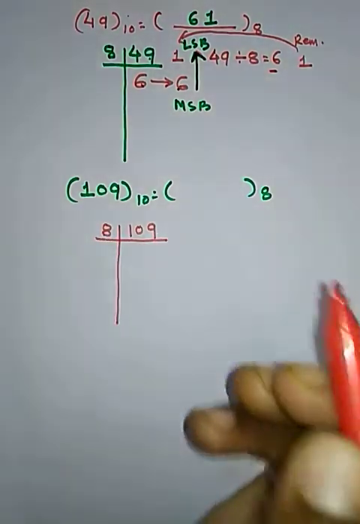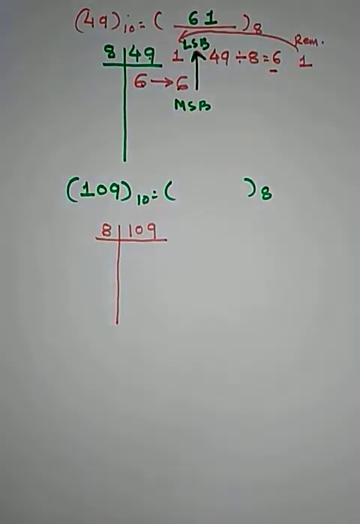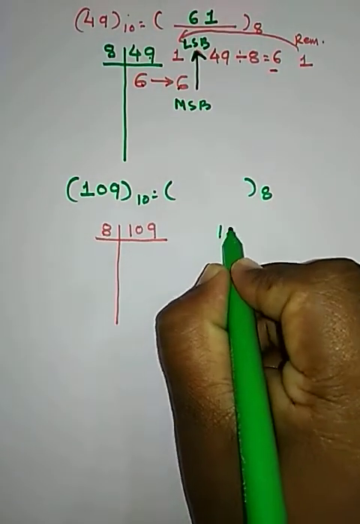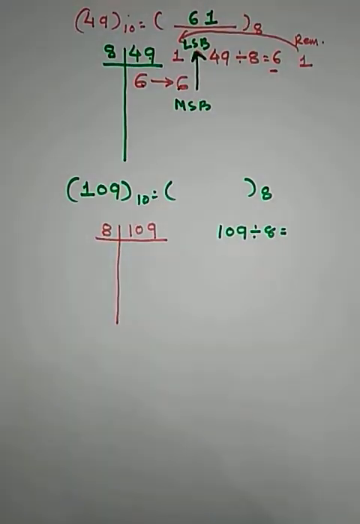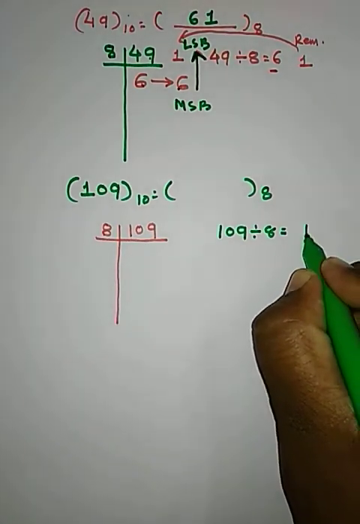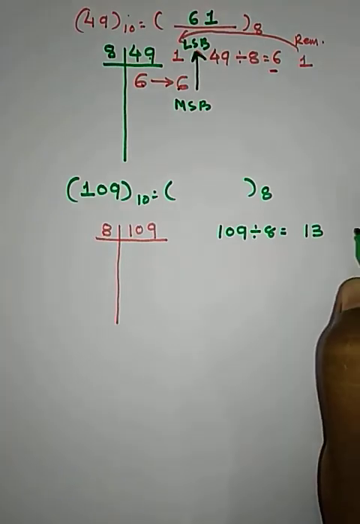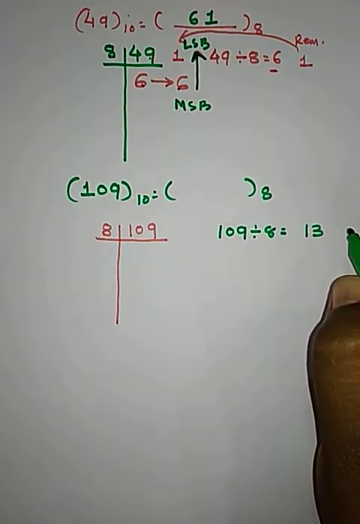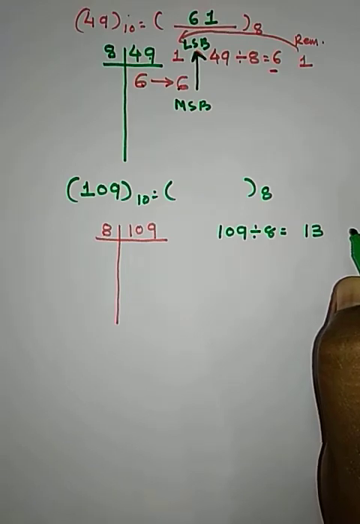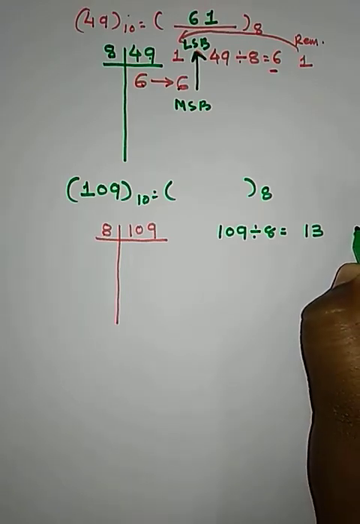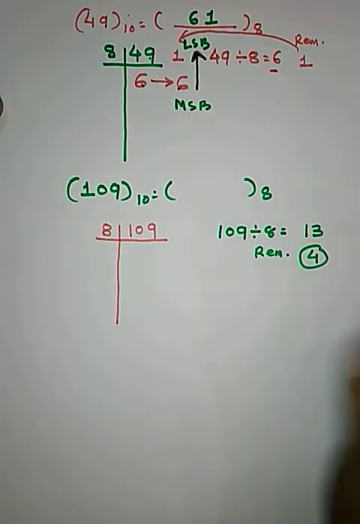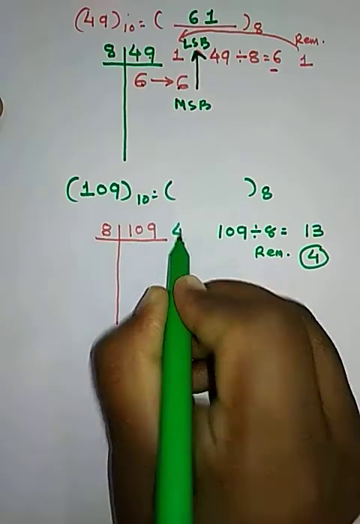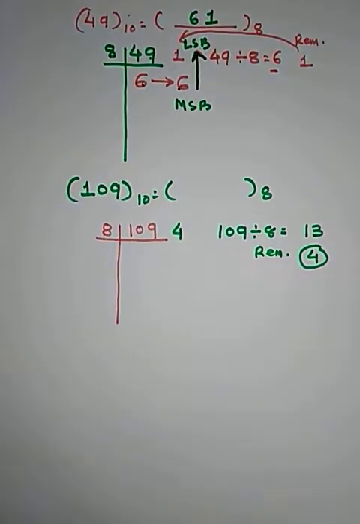Now this 109 is divided by 8. What will be the answer? The answer is 13. What will be the remainder? Here the remainder is a 4. So this 4 is written here. Here we have to write this 13.